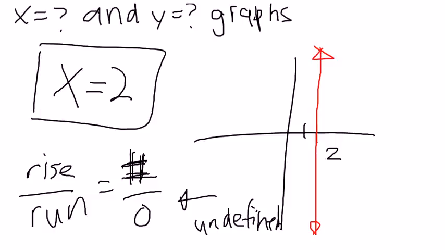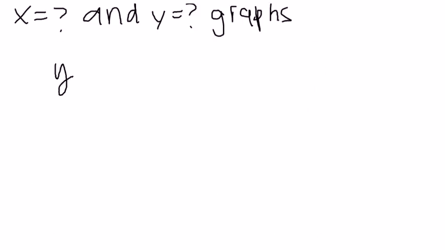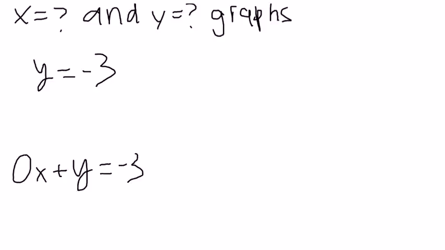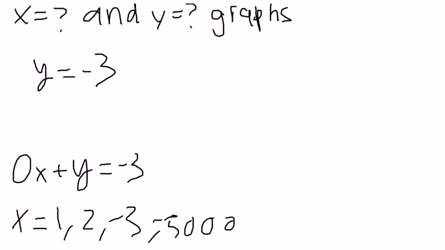Now, let's look at a y equals graph. After you understand the x equals graph, the y equals graph should be a lot easier to understand. So let's say y equals -3. So, same thing: 0x plus y equals -3. Let's plug in x as 1, 2, -3, 5,000, negative 9,000. Okay?